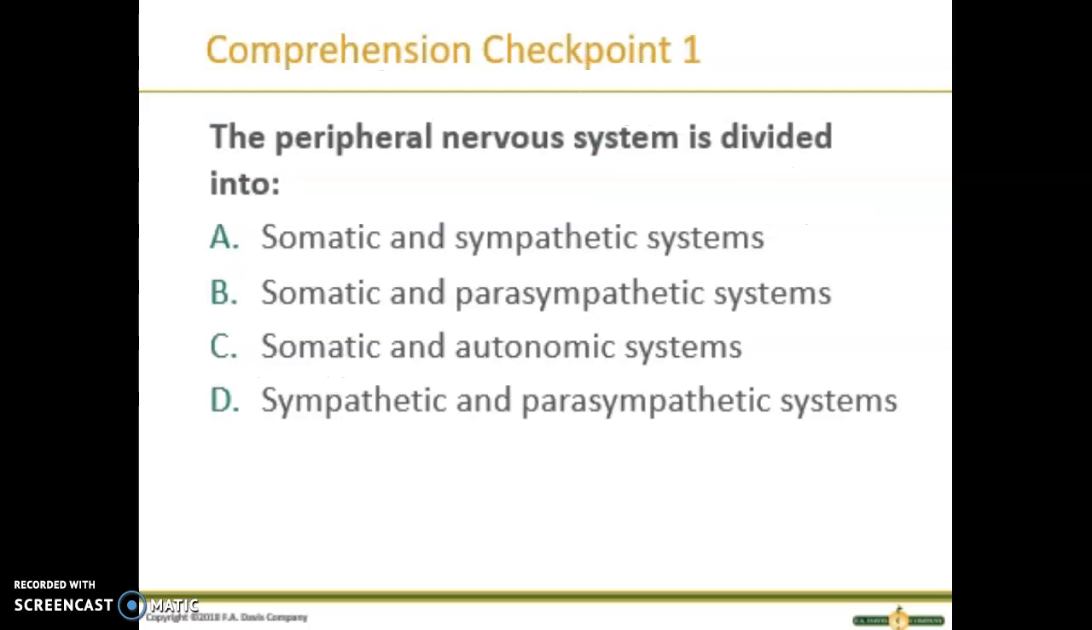Here's our first checkpoint. Comprehension checkpoint 1. The peripheral nervous system is divided into, if you chose C, the peripheral nervous system is divided into the somatic and autonomic systems, you are correct.